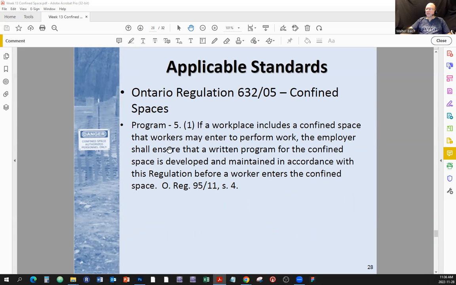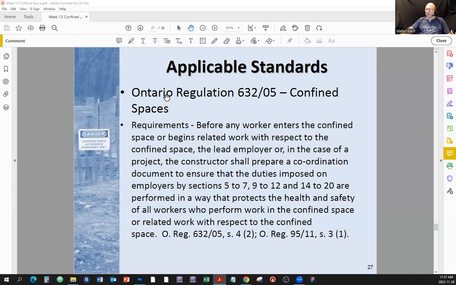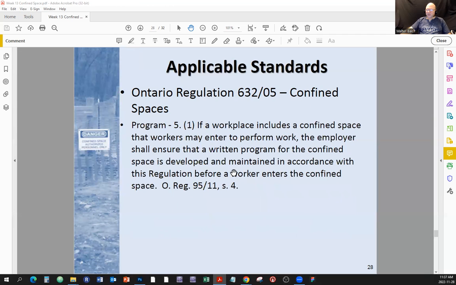Now, applicable standards, there are more regulations here. If a workplace includes a confined space that workers may enter to perform work, the employer shall ensure that a written program for the confined space is developed and maintained in accordance with this regulation, and there's some more. Here you can see some numbers and rules and regulations, and you can see the Ontario regulation. So that means that things are official, right? Am I going to ask you to remember this, and am I going to give it on a test? No, because some of the rules can be amended, some can be changed, so you have to make sure that you're on top of whatever the rules and regulations are at the time that you work and at the place that you have to perform the work.